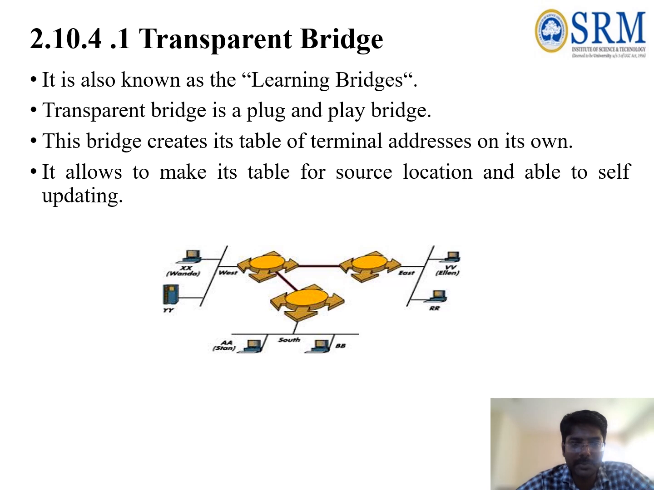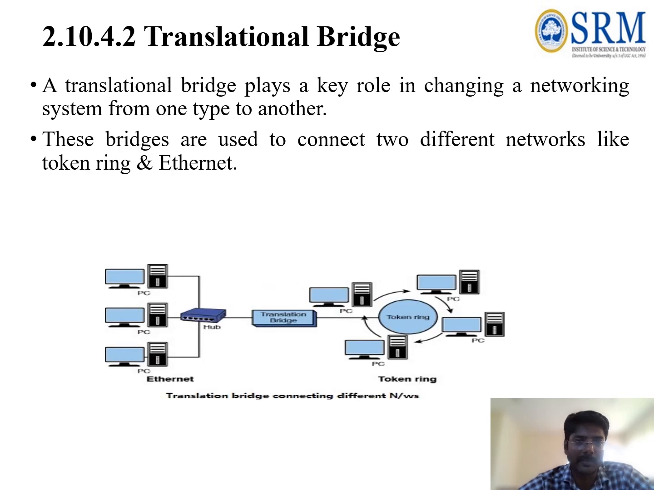A transparent bridge is a plug and play bridge. These transparent bridges create a table to determine the address on their own. They use a table for source location and are able to self-update. Each and every time a new connection comes into the network, the address of the new PC system will be updated in the bridge.